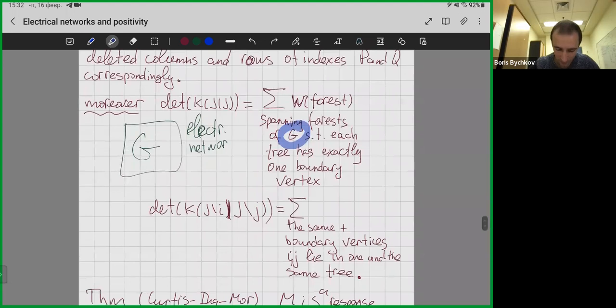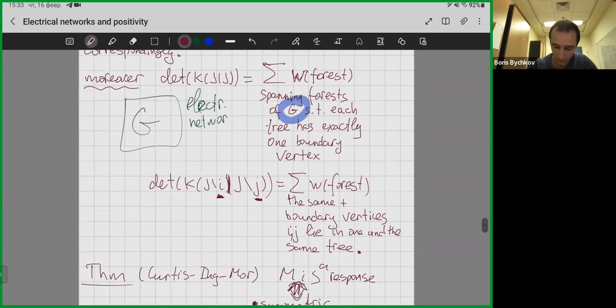А в числителе этот определитель — это тоже сумма весов лесов, но таких лесов, что две выделенные вершины I и J должны лежать в одном дереве, в одной компоненте связности, а все остальные граничные вершины в разных компонентах связности. И в каждом дереве, опять же, ровно одна граничная вершина должна быть.